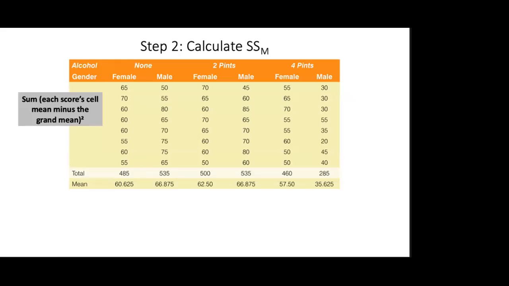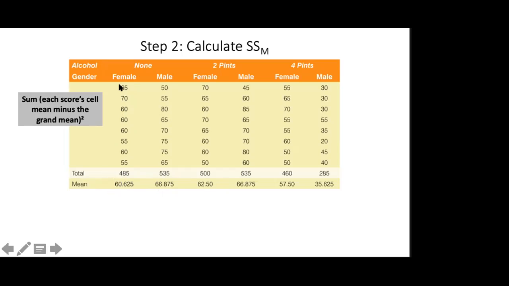If we wanted to do ANOVA by hand, which is actually not that hard to do, just a lot of calculations, what we are putting into our calculations is each score's cell mean. That means the mean of each group that an individual participant belongs to. So for the females that had no alcohol, the mean would be 60.625. For the males that had no alcohol, it would be 66.875, et cetera.